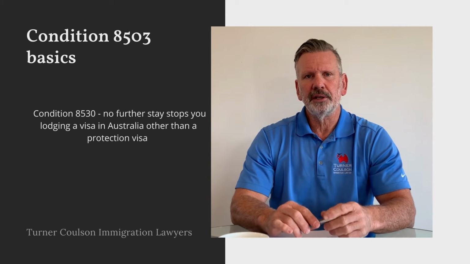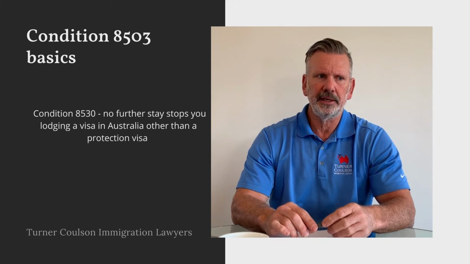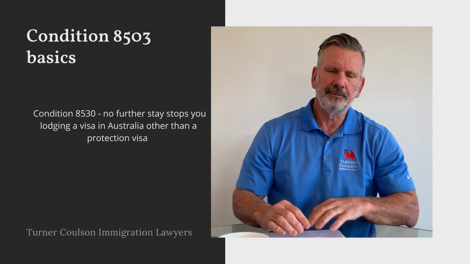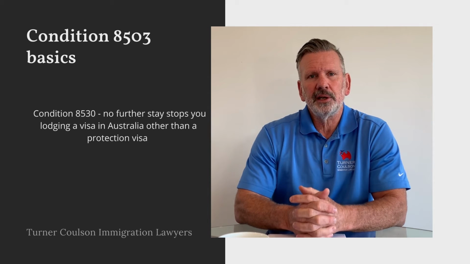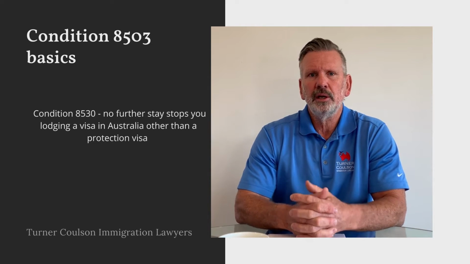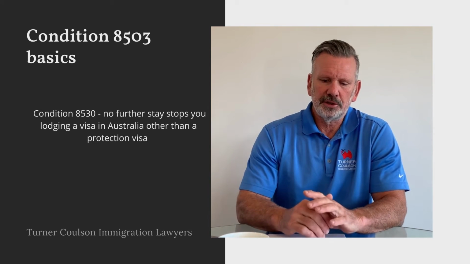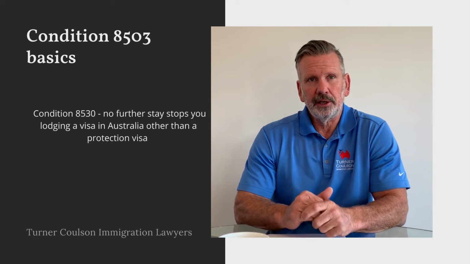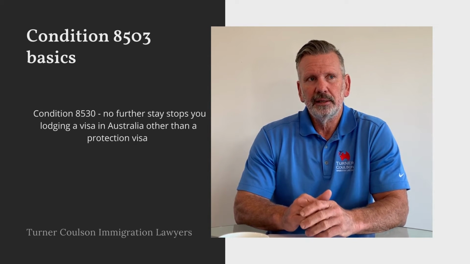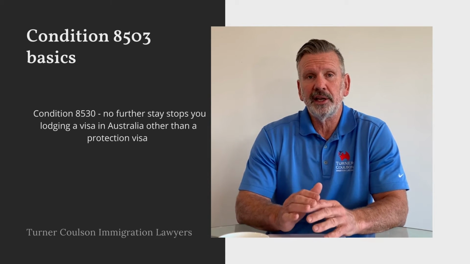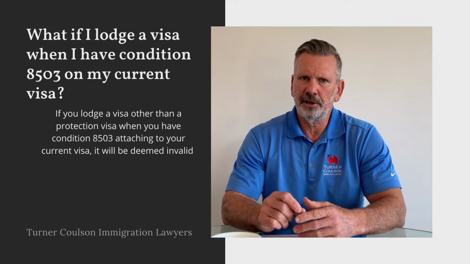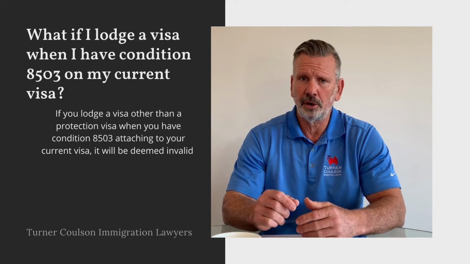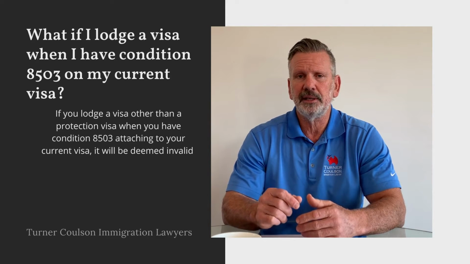Okay, let's look at what Condition 8503 is and what it does. So the government uses conditions to regulate behaviour in Australia. For example, Condition 8101, no work on a tourist visa stops a person working. So looking at Condition 8503, simply put, it stops a person lodging any visa in Australia other than a protection visa. The impact of 8503 on a visa application, if you lodge it, is it will deem it invalid.